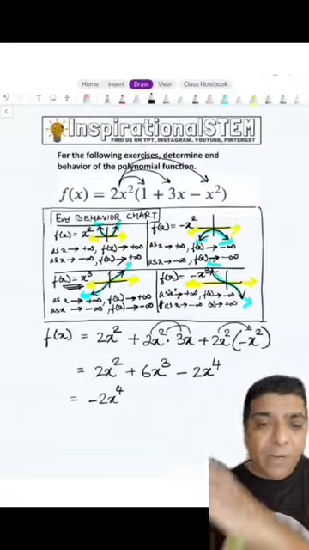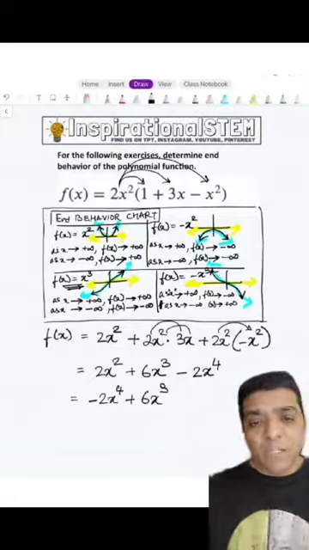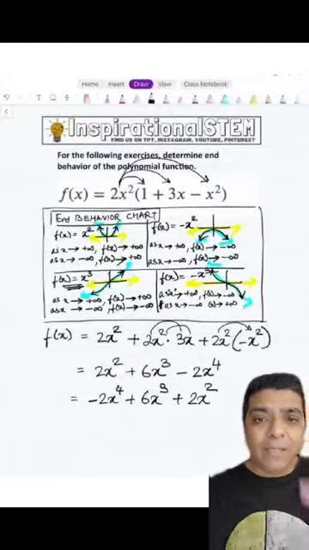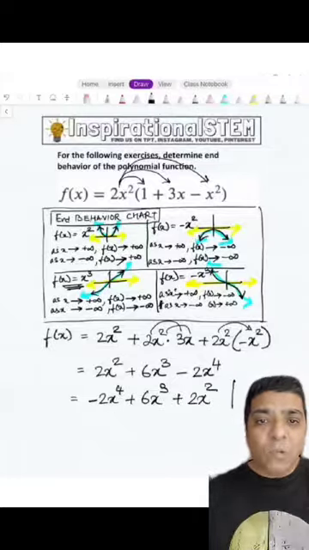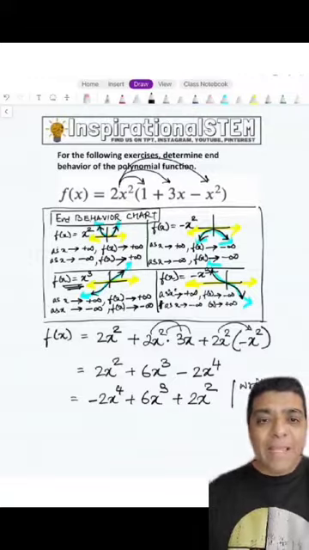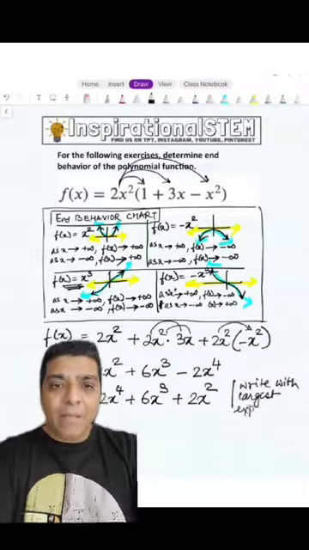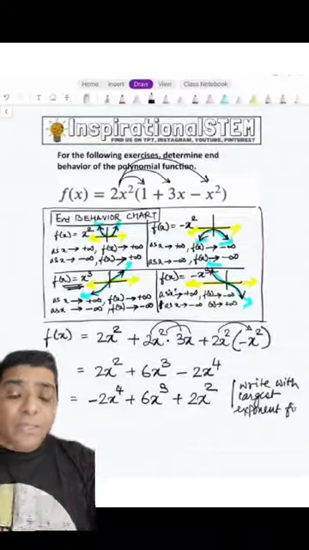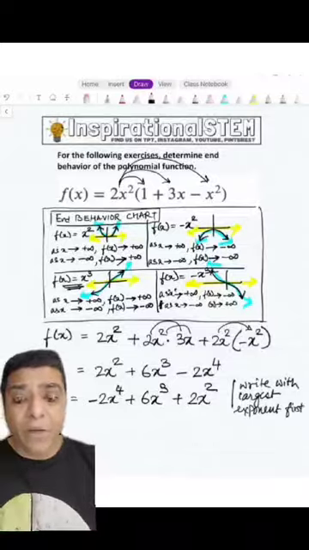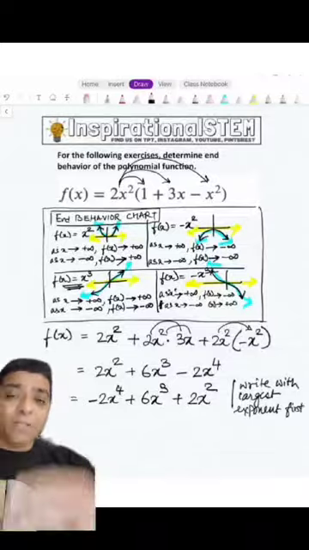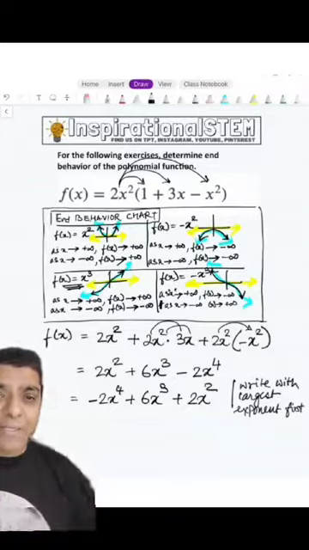So let's write it down in descending order so we know which is the largest exponent value. It seems here that negative 2x to the 4th power is the maximum exponent value that we have here. So that is going to determine the end behavior of our polynomial, because that's the one that's going to grow the largest as x increases.